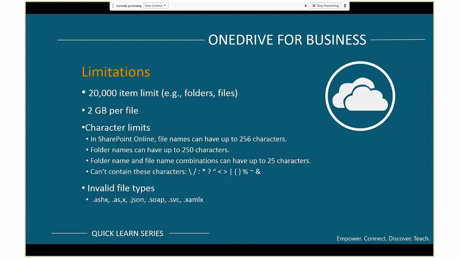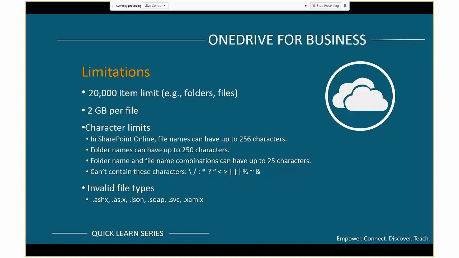Just a few limitations with OneDrive for Business. There is currently a 20,000 item limit. This includes not only your files, but also your folders. So if you have one folder and 4 files, you have 5 items that count against your 20,000 item limit. Also, there's a 2 GB limit per file that you upload.